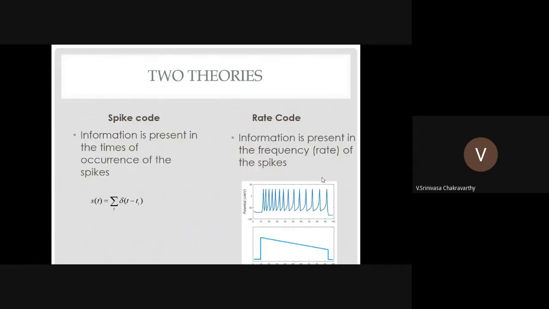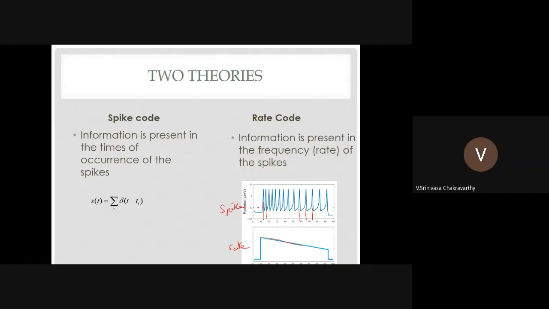And here again, like I said, there are two schools of thought. The spike code people say that it's all in the spike times. When does the spike occur? And the other school says, if you look at a waveform like this voltage waveform, the information present in it is simply in the form of the spike frequency. If you extract that from this waveform, you will get a smooth signal which goes from a high value to a low value. So this is the rate code and this is the spike code. These are the two schools of thought.